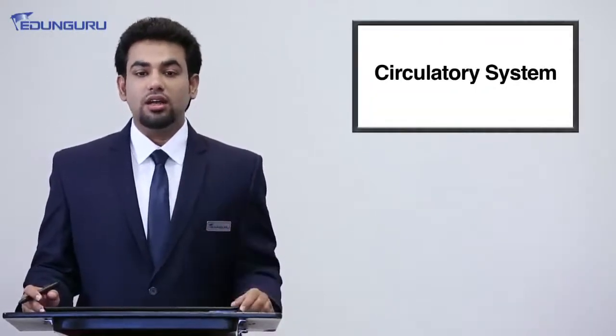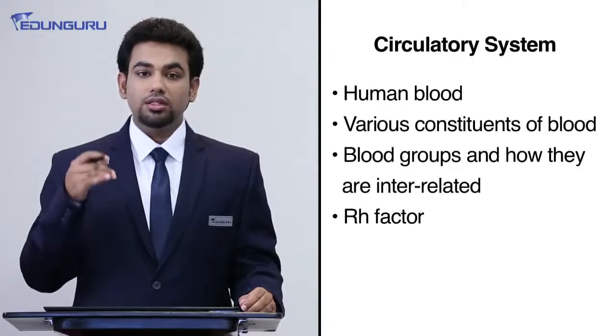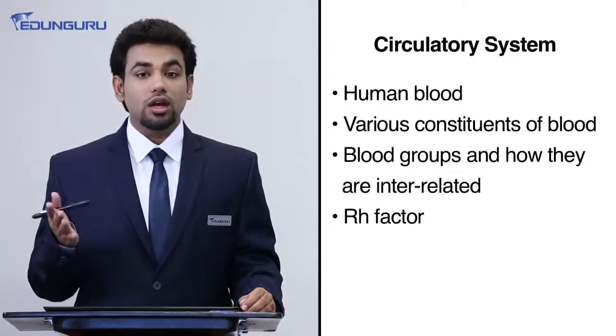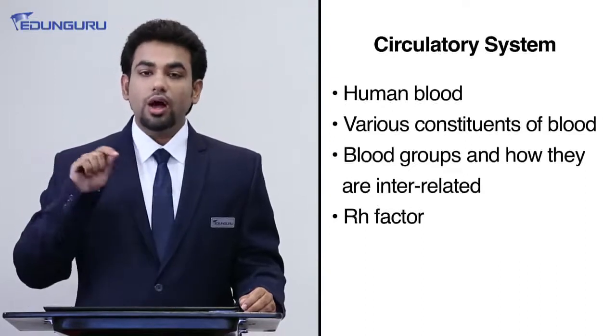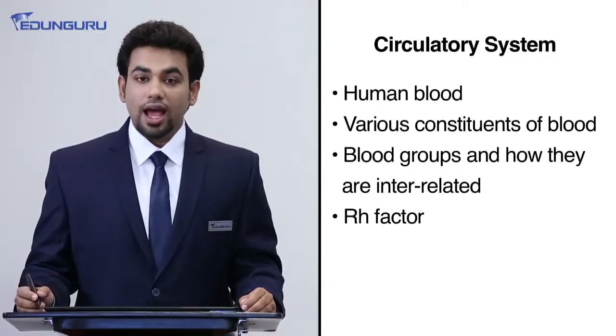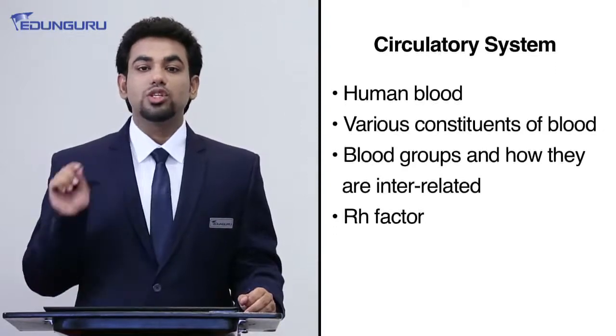And today we would be talking about the circulatory system in some more detail. So in the last class, we got to know about human blood, its various constituents, what the various blood groups are, how they are all interrelated, and we also got to know about Rh factor. So today, we would again be discussing Rh factor in some more detail because we could not cover it in the last class. So we will take a bit of that as well.